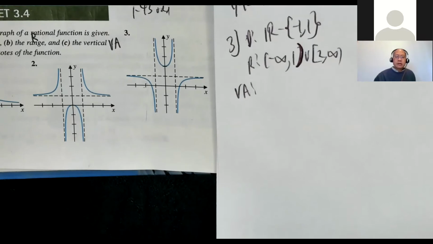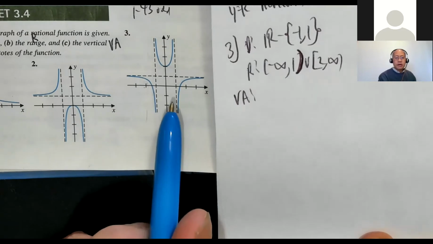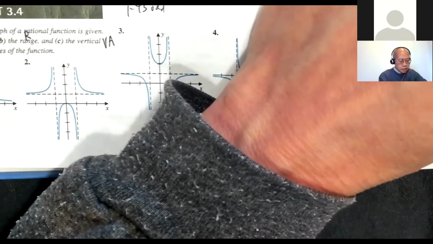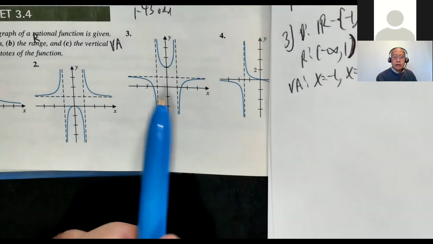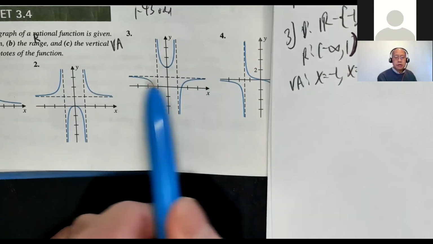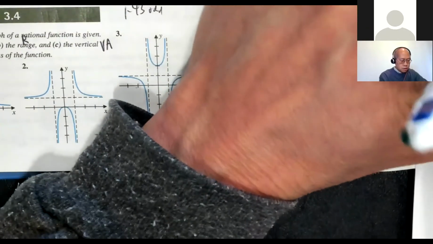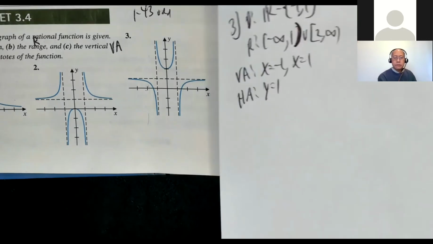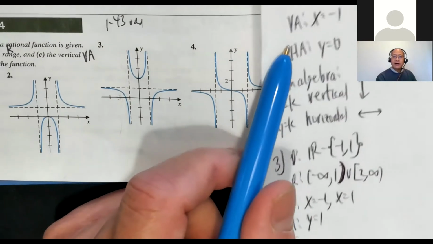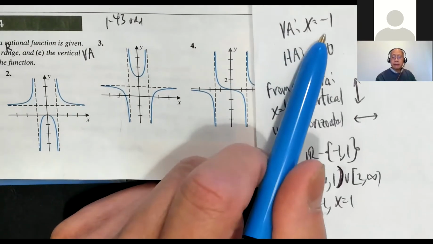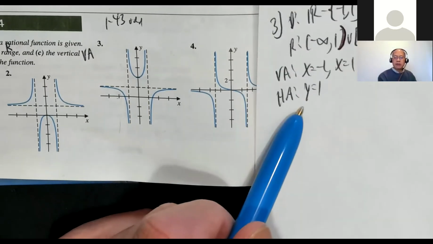Okay, vertical asymptote, two of them, here and here. So x equals -1, x equals 1. So two VAs, and it looks like there's only one horizontal asymptote, which is y equals 1, right? Y equals 1. So again, when you write your vertical asymptote, it should always be x equals blah, blah, blah. When you do the horizontal asymptote, it should always be y equals whatever.